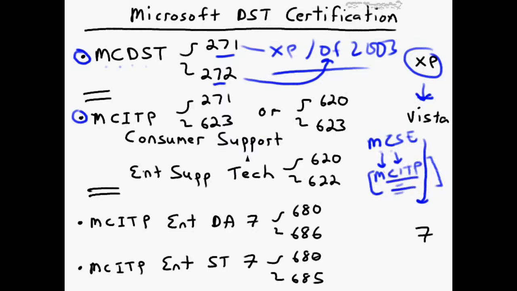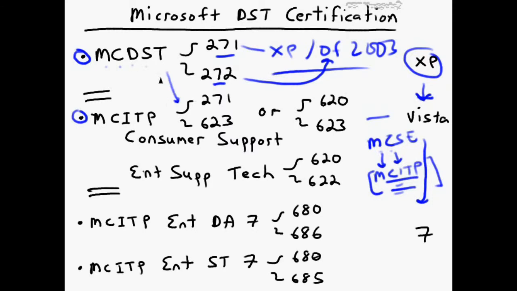Now, in terms of desktop support, at the Vista level, there were two flavors, or I should say there are two flavors of the ITP. There's consumer support and enterprise support technician. And you'll notice there's some overlap here. You can do 271, which kind of is an upgrade path.